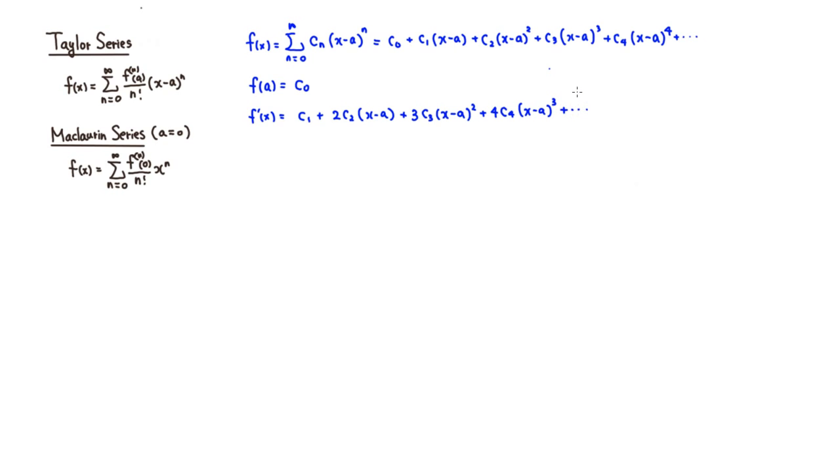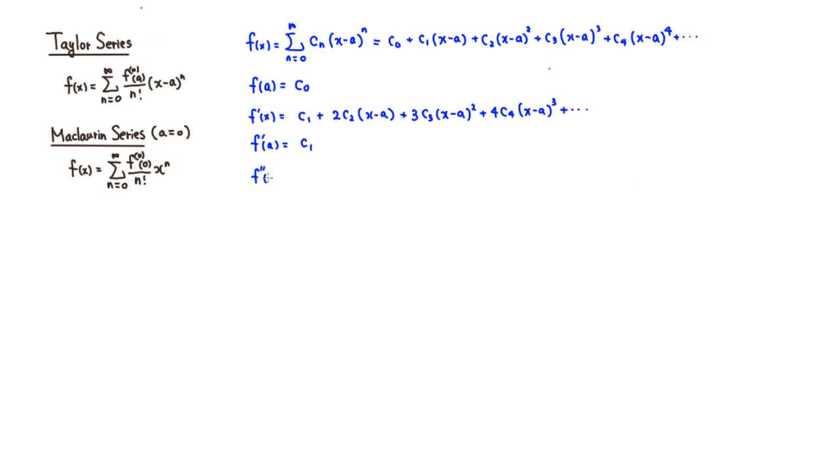Then we can do the same trick to find C1. C1 is simply plugging a into the first derivative function, so you're going to get C1 here. And we take another derivative. Maybe we take a couple more to see if we can get some pattern here.